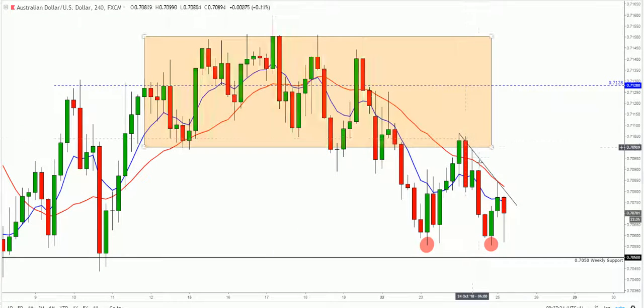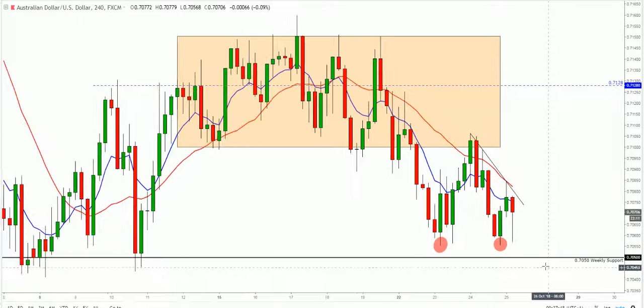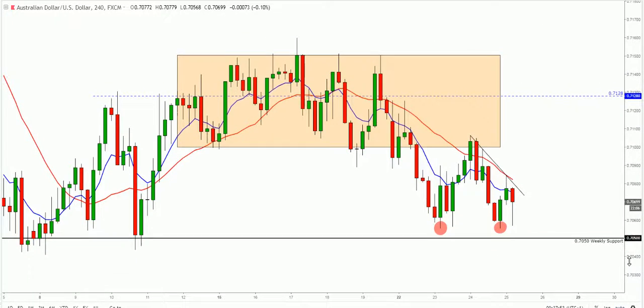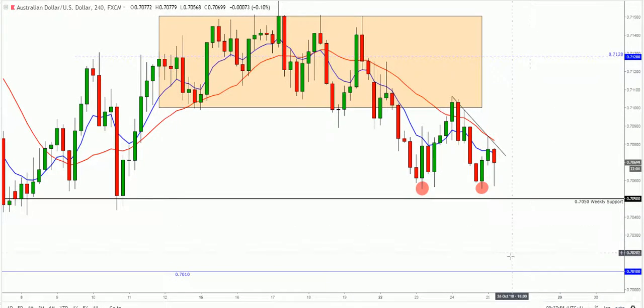We do have this counter trend line which I expect price to break. When it does break, we'll be looking for a moving average crossover to take price up to the 0.7128 and 0.7150 in the short term. If we saw a break of these lows here and consequently the 7050 weekly support level, then again we're looking down towards the 0.7010.